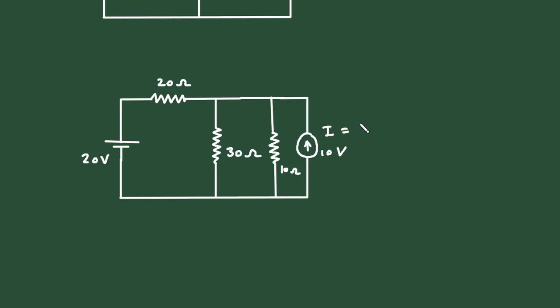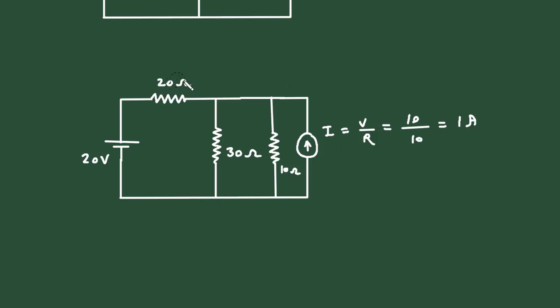And current I is equal to V upon R. So voltage V is 10 volt and the value of resistance is also 10. So it will be 1 ampere. Now we can erase this 10 volt from here.